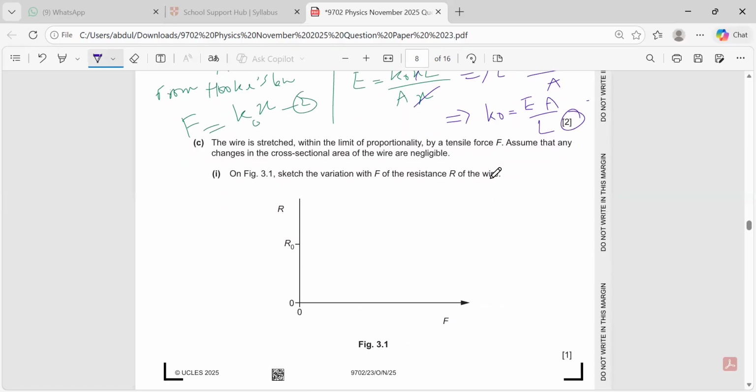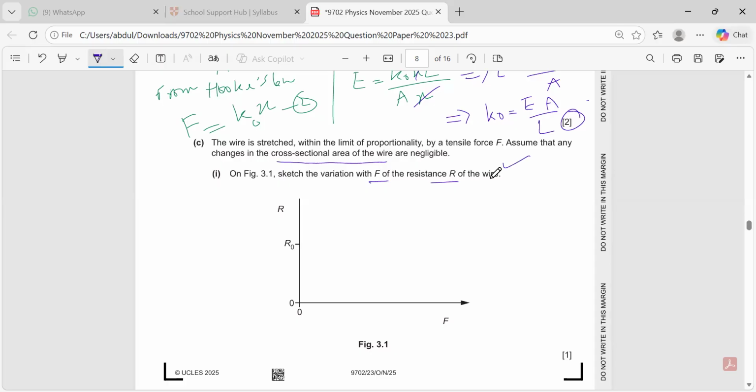Next is, the wire is stretched within the limit of proportionality. So it means Hooke's law is obeyed, by a tensile force F. Assume that any changes in the cross-sectional area of the wire are negligible. So the cross-sectional area of the wire is not changing. On figure 3.1, sketch the variation with F of the resistance R of the wire.